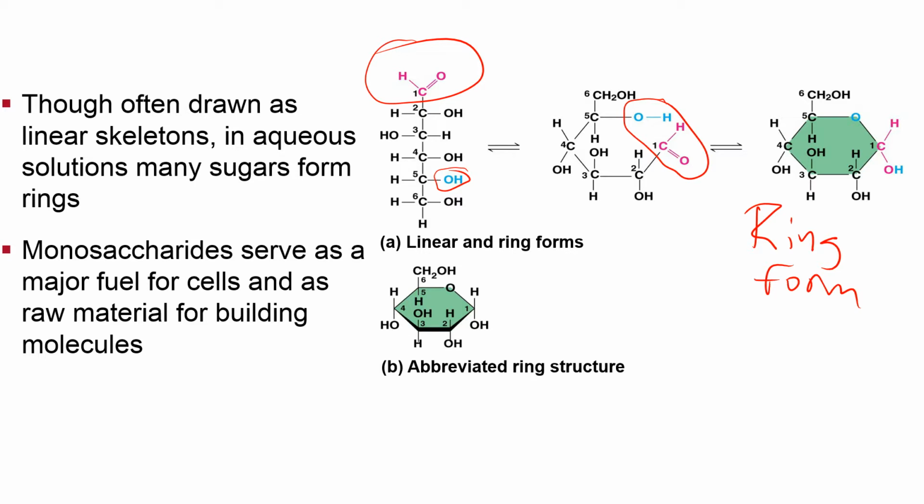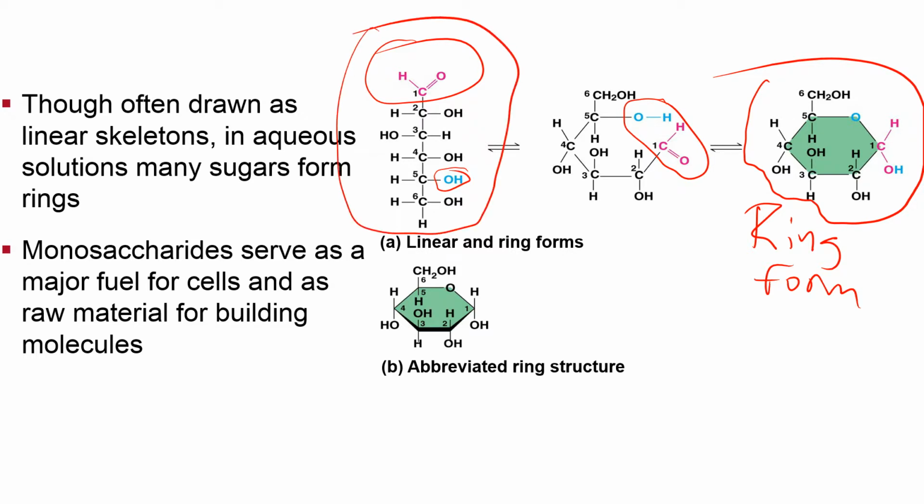When you're talking about sugars in an aqueous solution, remember, an aqueous solution means that the solvent is water. In the presence of water, the linear form of your carbohydrates will cyclize and form the ring structure, and this will be the more predominant structure in an aqueous solution. On a bench top, in a sealed container, most of the sugars are going to exist in the linear form.